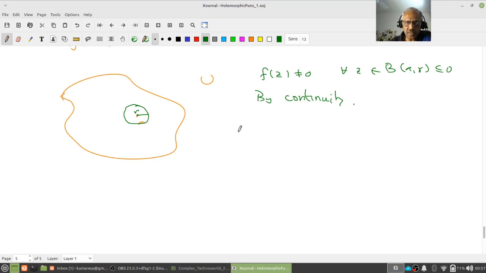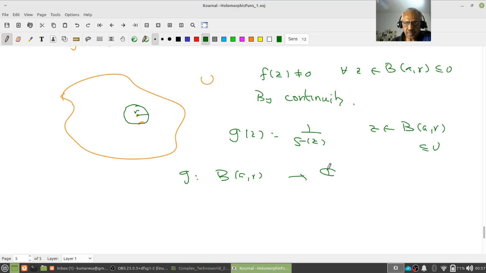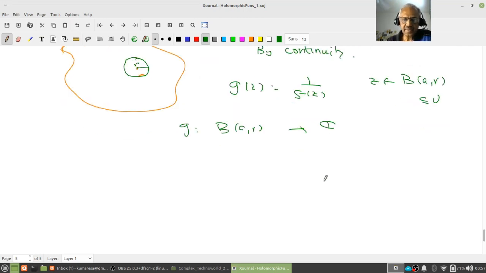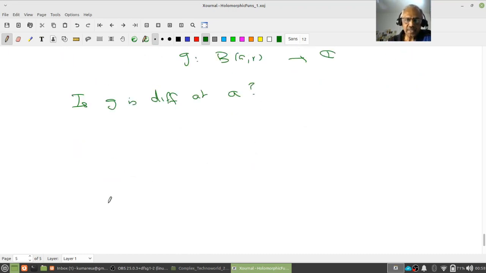Therefore, if I define g of z equal to 1 by f of z for z in the disc, which is contained in u, g is a function on the disc to c. Now I want to know whether g is differentiable at a. Is the question clear? Now how will you do that? It's the same thing.